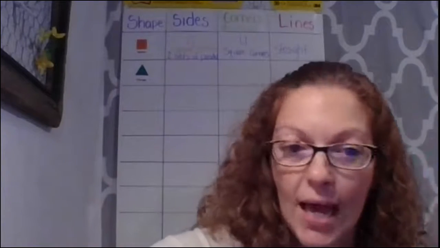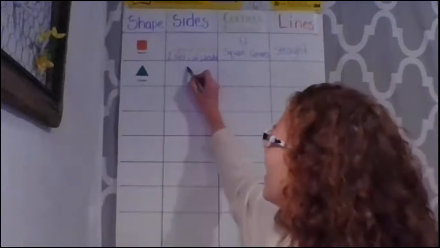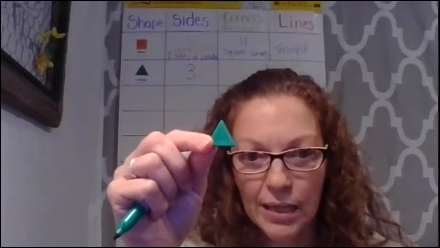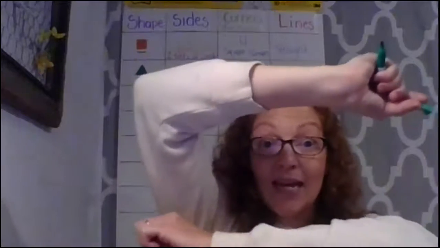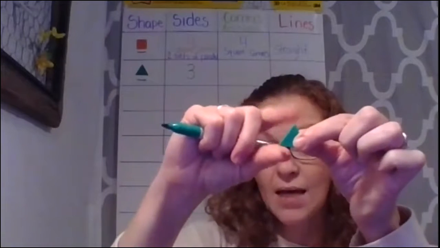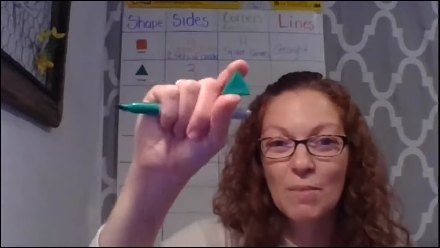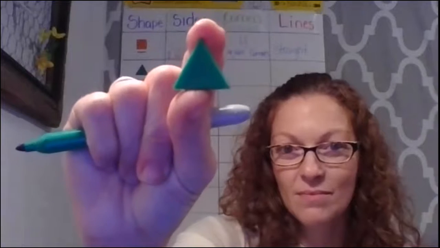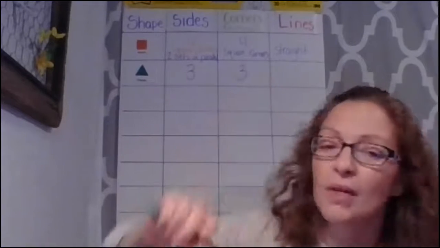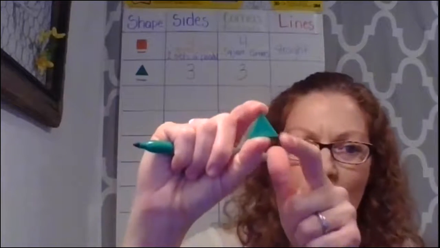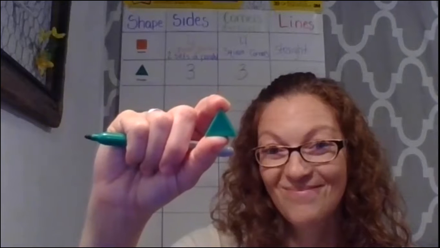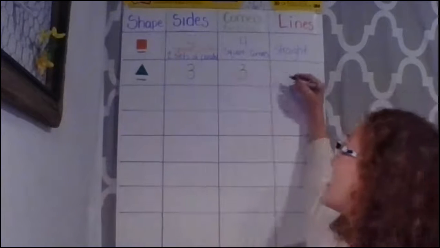Nice, it is 3 sides. All right, look closely. Are any of these parallel? Do they go side by side and never touch? No, all of these, they touch at the corners. So how many corners does a triangle have? Very nice. It is 3. That's 3 corners. Now let's look. Are the lines curvy or are they straight? Good job, they are straight.